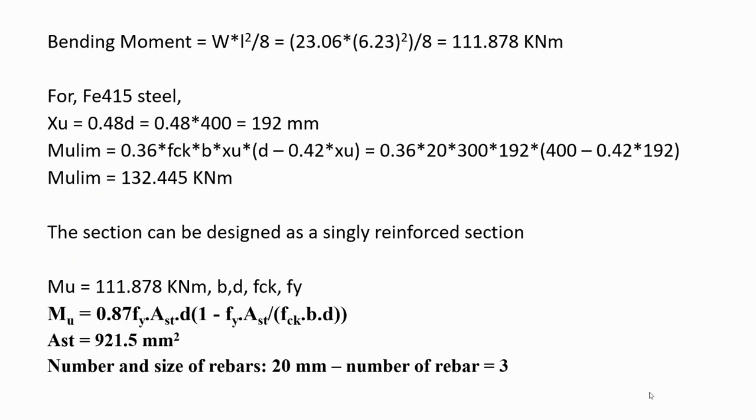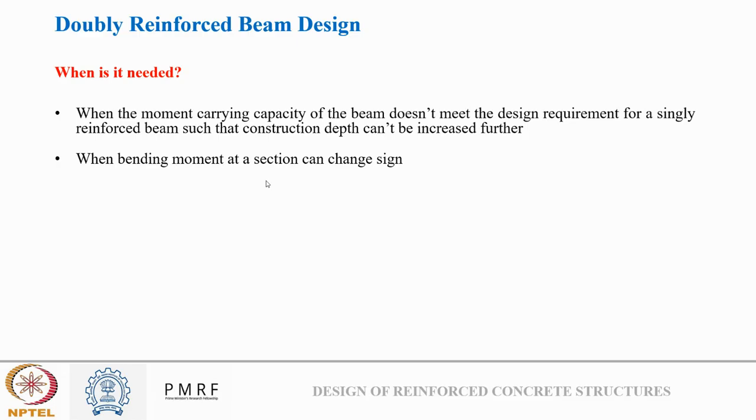Now, what if in this question the bending moment acting on the beam were greater than the Mu limiting, and I can't further increase the depth of the beam either? In these cases, we need a doubly reinforced beam design. Again, reiterating: when the moment carrying capacity of a beam doesn't meet the design requirement for a singly reinforced beam, such that the construction depth can't be increased further, we go for a doubly reinforced beam design.